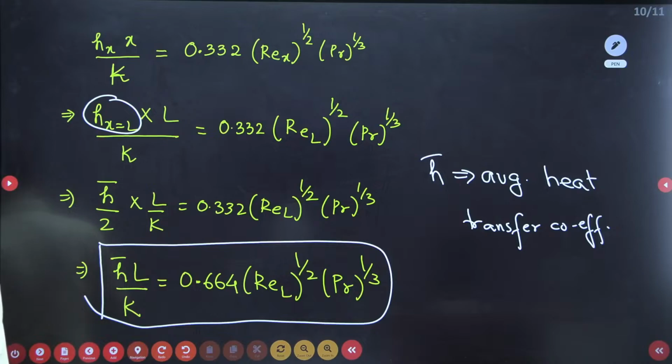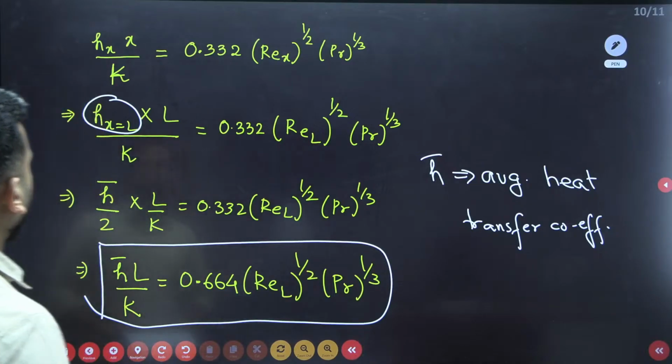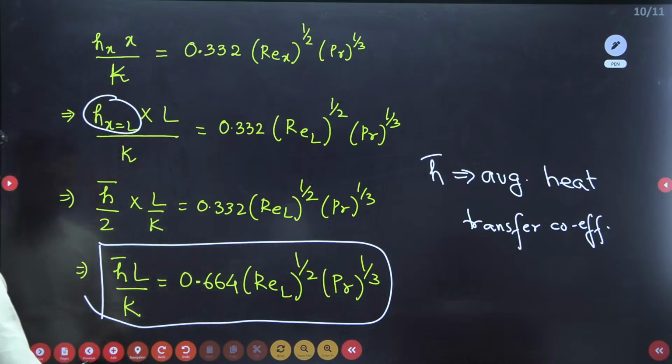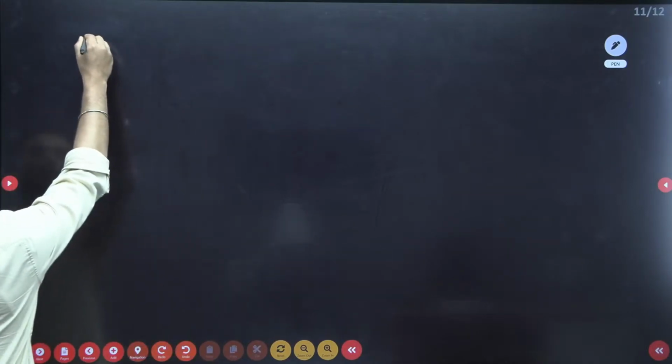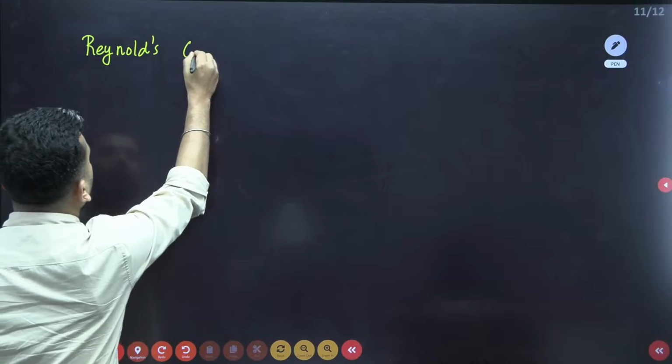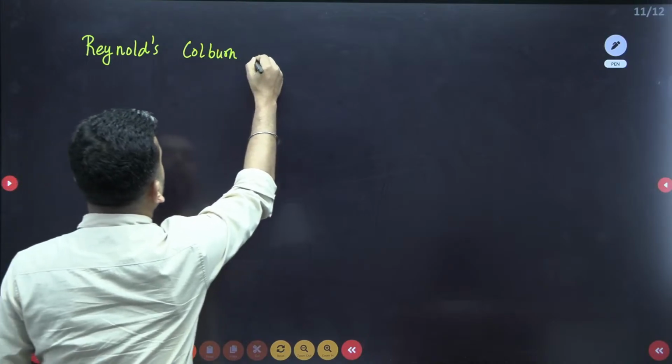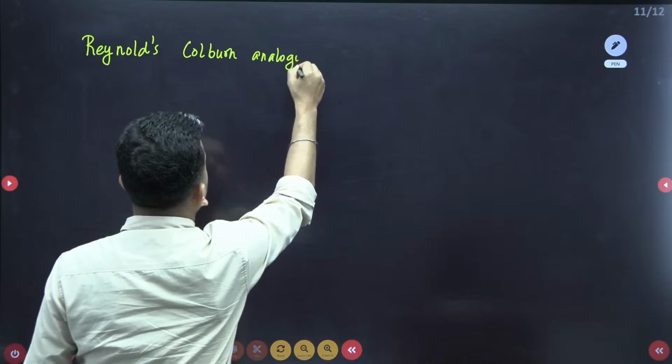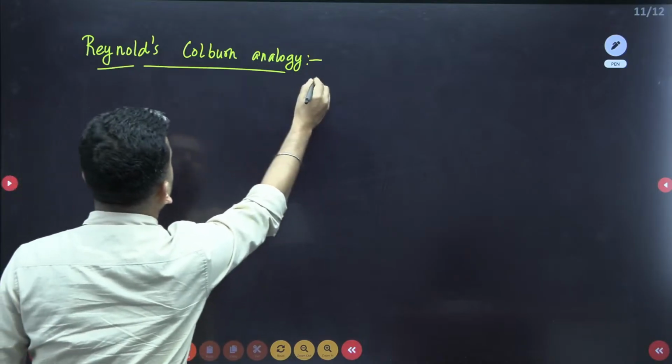So now we will be learning one last topic, the Reynolds-Colburn analogy, and then we can say that we will be covering sufficient concepts. So let's now try to see what the Reynolds-Colburn analogy is.